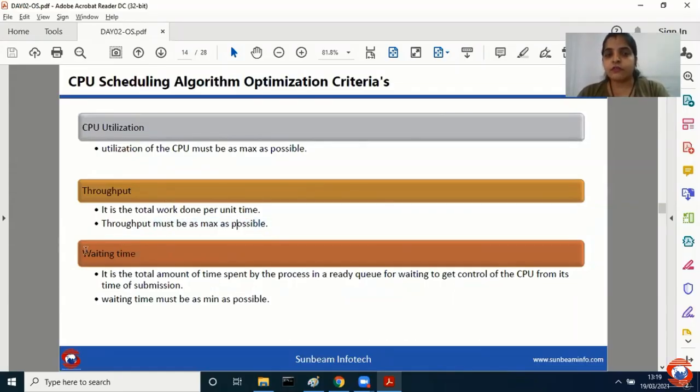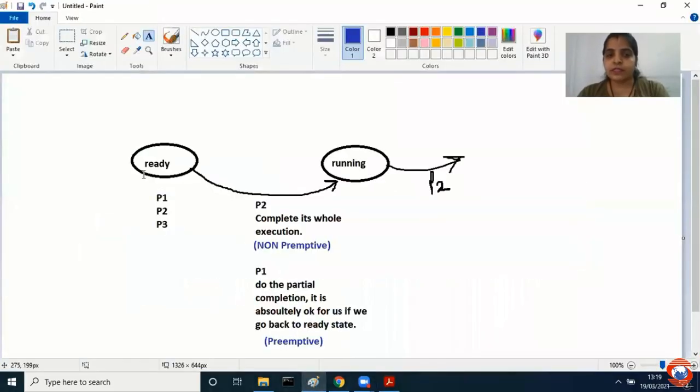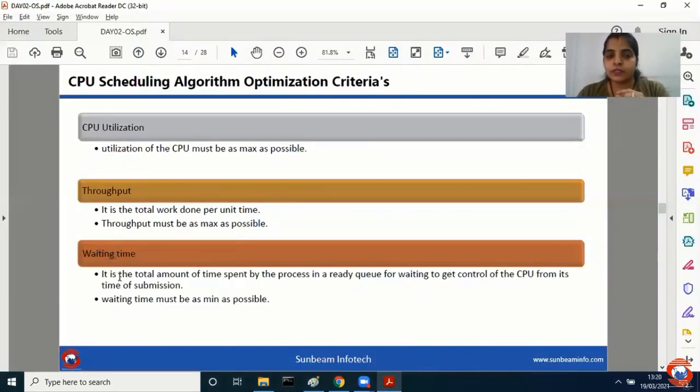Third criteria is waiting time. For example, when I have a ready state and running state, or from the running state I go to the waiting queue, how much time after did I get the printer, how long did I wait in the ready queue, that is called waiting time. So it is the total amount of time spent by the process in the ready queue waiting to get the control of the CPU. Waiting time must be as minimum as possible.